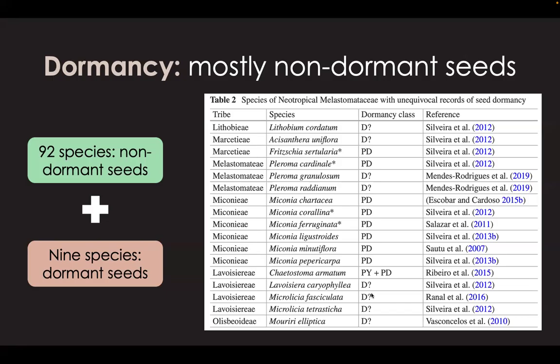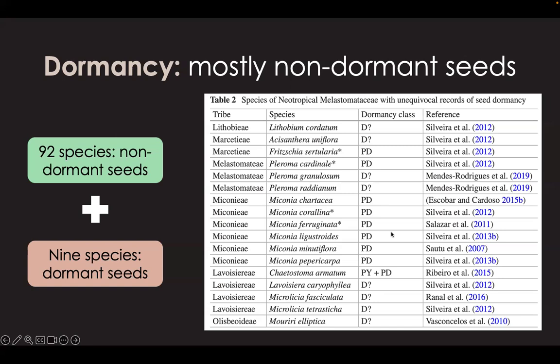In the case of melastomes, we do see that most of the species don't have dormancy at all. Out of the species that we evaluated, 92 of them don't have dormant seeds at all. But we have records of 9 species, 9 unequivocal records of seed dormancy.